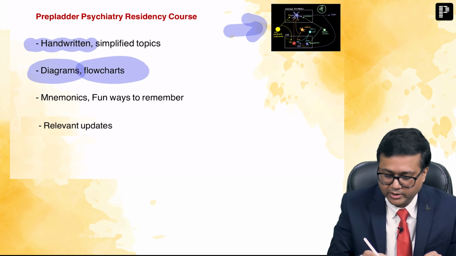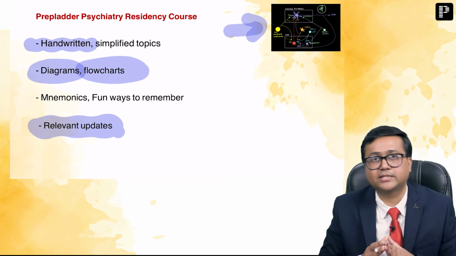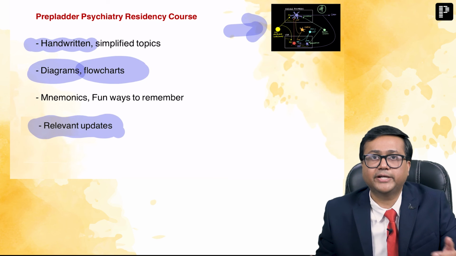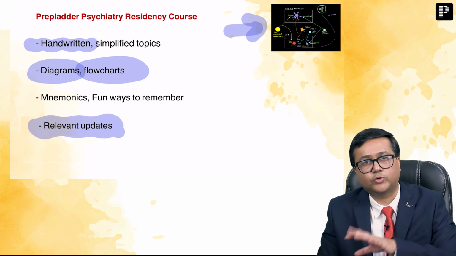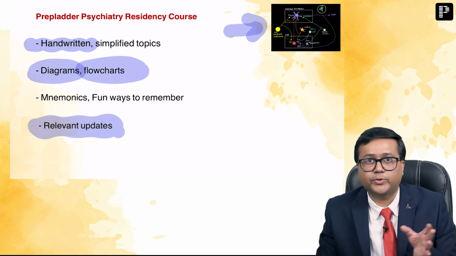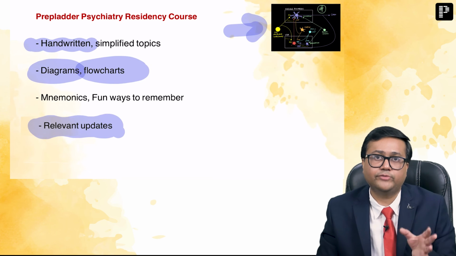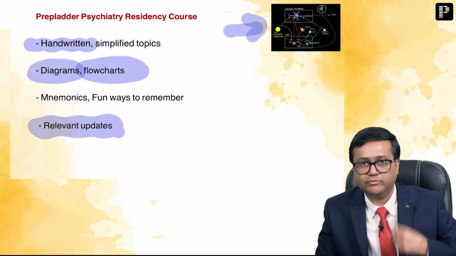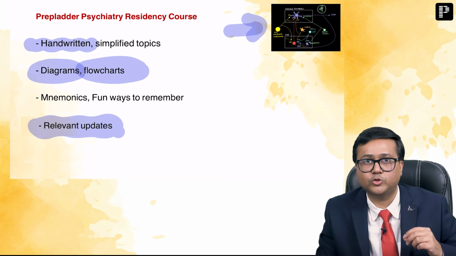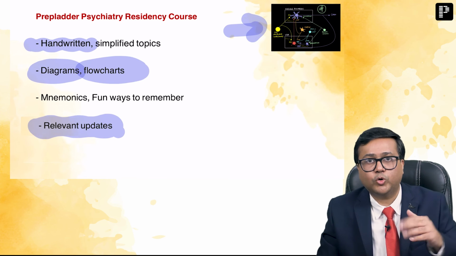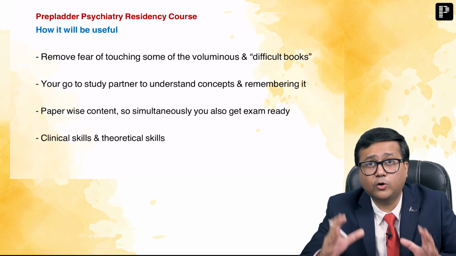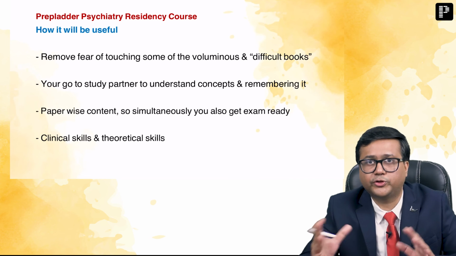Now, coming to recent updates, we have added some important updates with the topics, and whenever any new update comes, we have provided it separately. For example, last year, in 2023, around 5 new drugs were approved by the FDA in psychiatry. So again, we'll add important updates so that you are updated about all the important changes occurring in psychiatry.